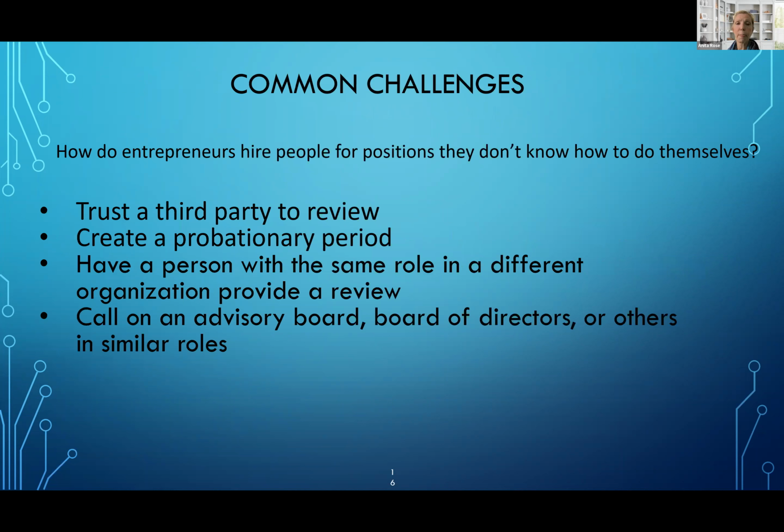So how do entrepreneurs hire for positions that they really don't know how to do themselves? And that often occurs with businesses. The entrepreneur may be brilliant in a specific area, but lacks in other areas, and they need that balance within the company to help it grow. Some of the thoughts are to trust a third-party reviewer, create a probationary period.